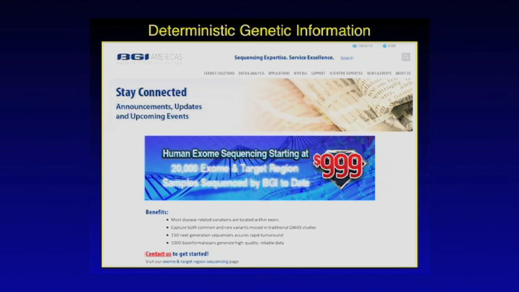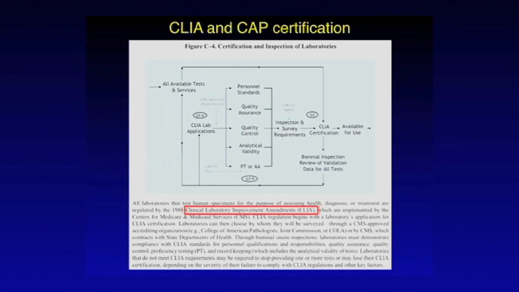However, this is not something that can be done with patients. For patient samples, they need to go through some certified procedures. And for genome sequencing, that falls under CLIA, the Clinical Laboratories Improvement Amendments. And CLIA basically looks at these kinds of things: personnel standards, quality assurance, quality control, analytical validity.